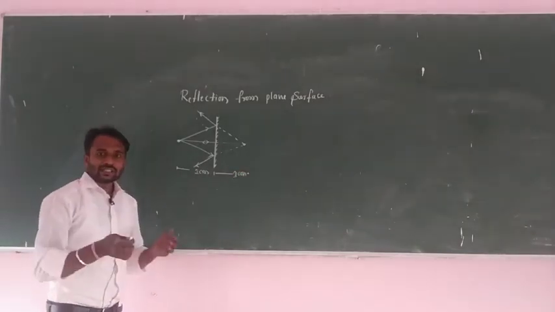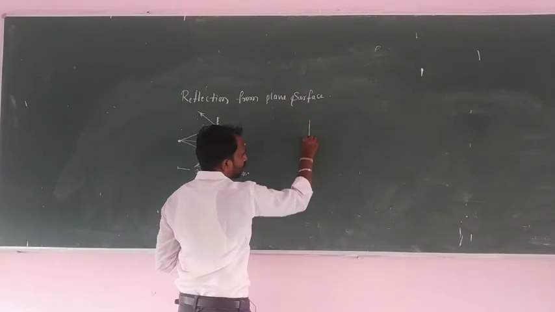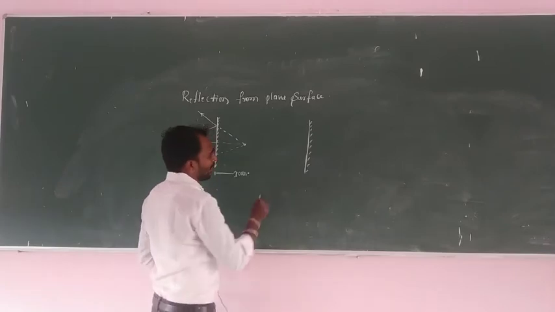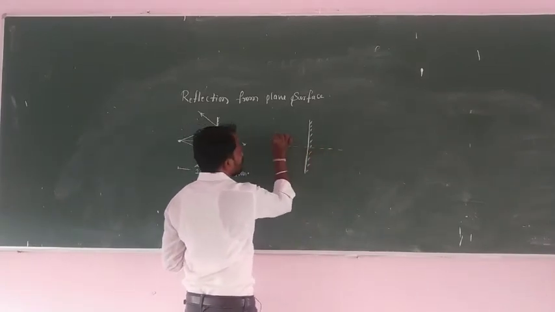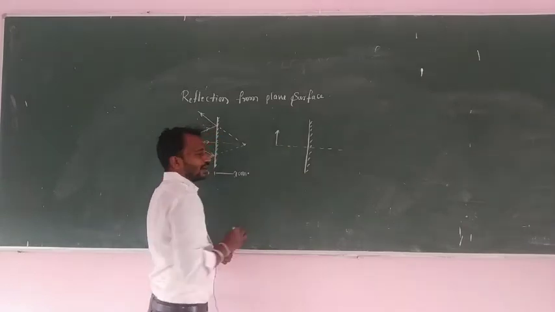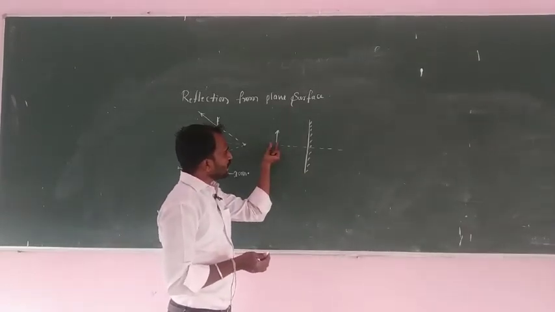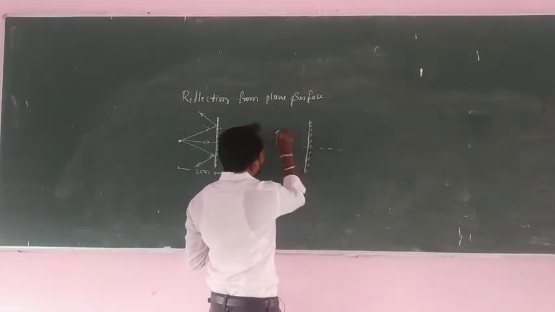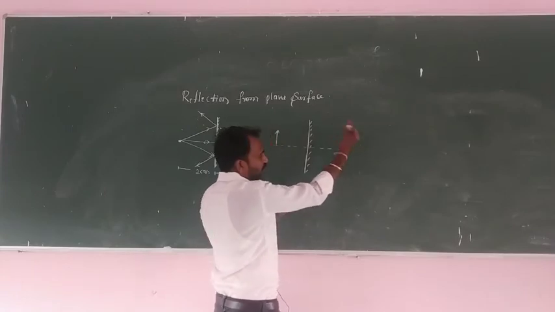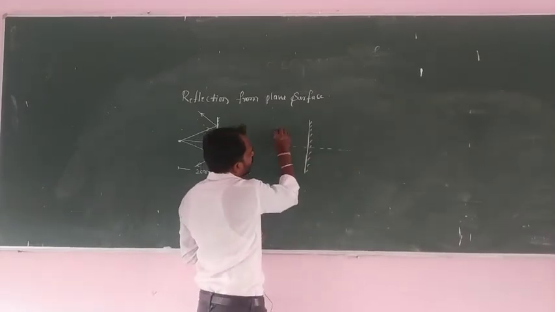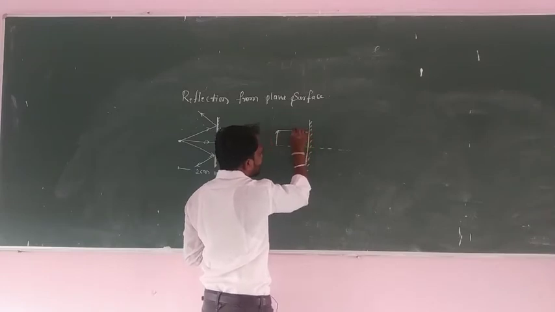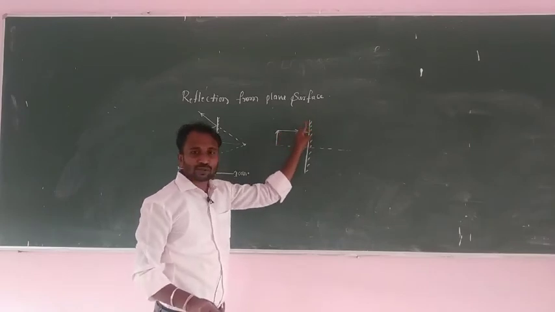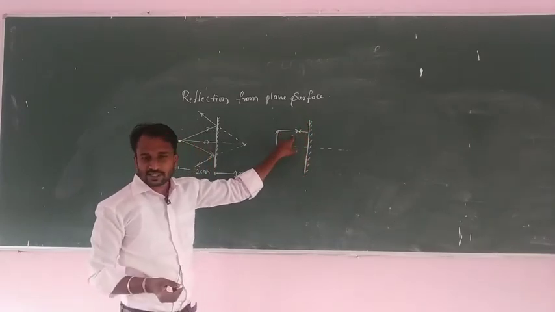Another diagram is there. So here this one is a plane mirror, and this one is an object. This object is placed in front of a plane mirror. Then what happened? Here we will get the image. Before we get the image, we will draw an incident ray. So this one is the incident ray, and here we get a reflected ray, and this light ray is perpendicular to the plane mirror. So this one we consider a normal.